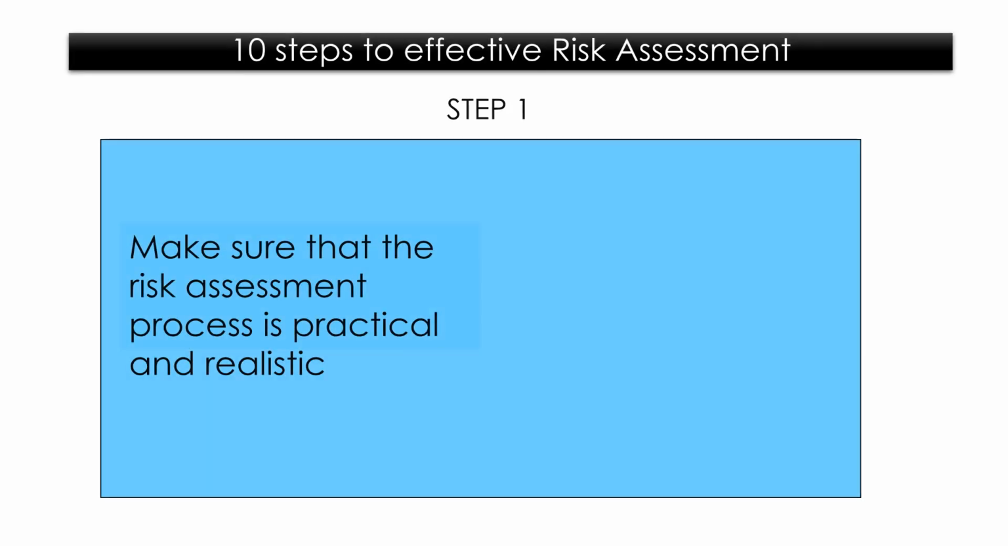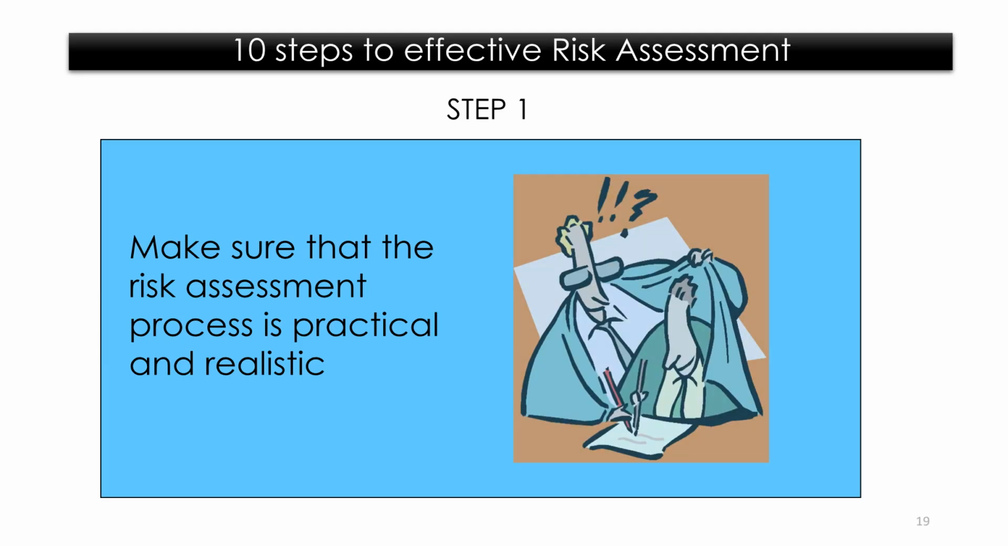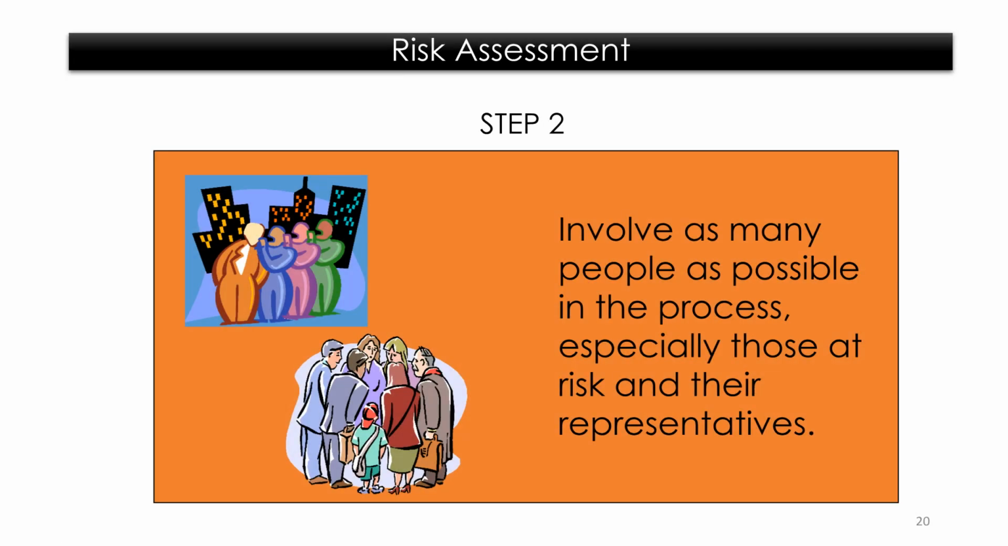Step 1 of the 10 steps to effective risk assessment is to ensure the risk assessment process is practical and realistic. The process must be achievable within the context of your workplace. Step 2 is to involve as many people as possible in the process. This is especially important for those who are at risk, including their representatives, to ensure comprehensive coverage.